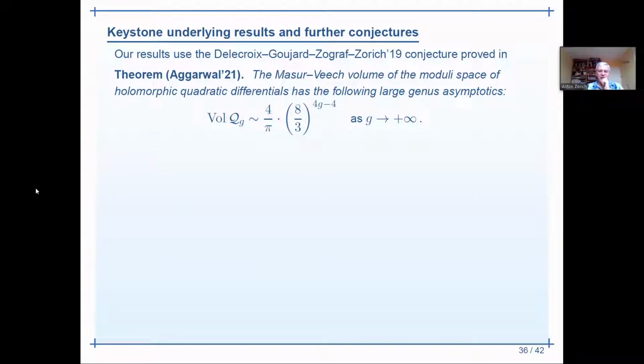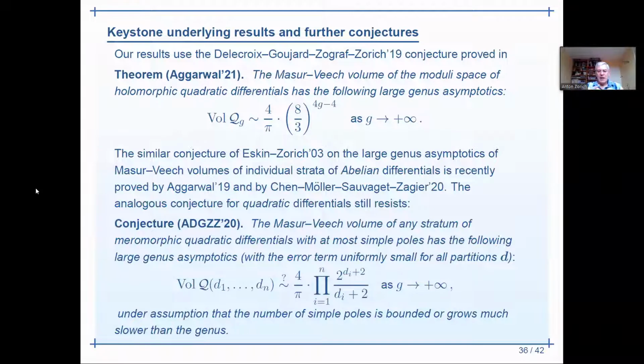To finish this story, I have to say that all these results, obtained with Delecroix, Goujard, and Zograf, are based on two very important underlying results, namely on the volume asymptotics, the asymptotic count of square-tiled surfaces, due to Aggarwal, who proved the asymptotics of the Masur-Veech volume presented here. By the way, it was our conjecture.